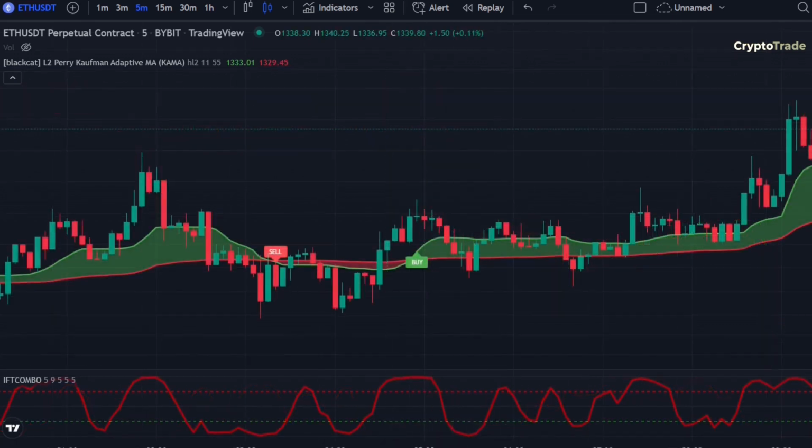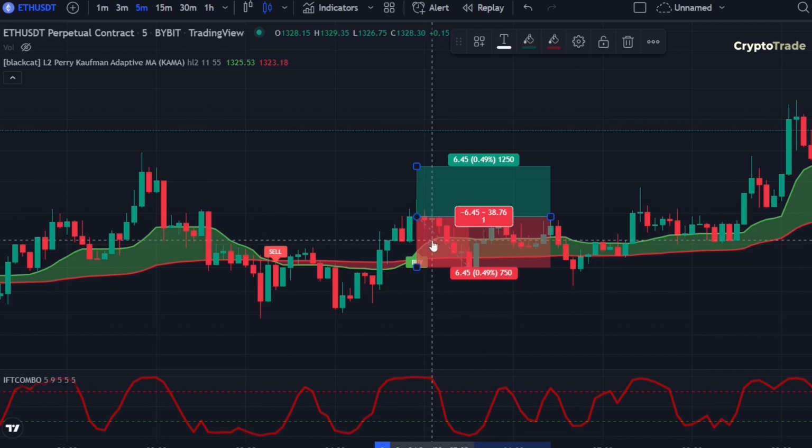The L2 PERRY KAUFMAN indicator gives a buy signal. The candle must be green and close above the cloud. The inverse Fisher transform indicator must be above the red dotted line. As these conditions are met, place a buy order at the close of the green candle with the buy signal.